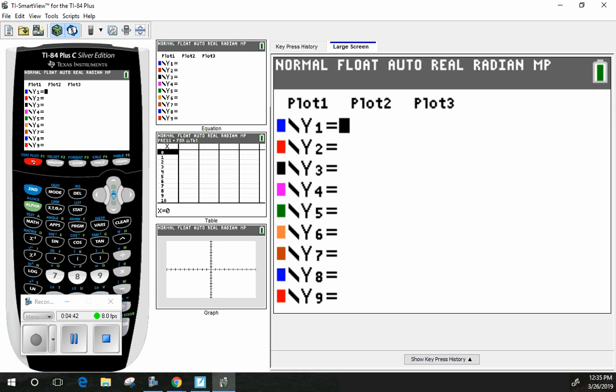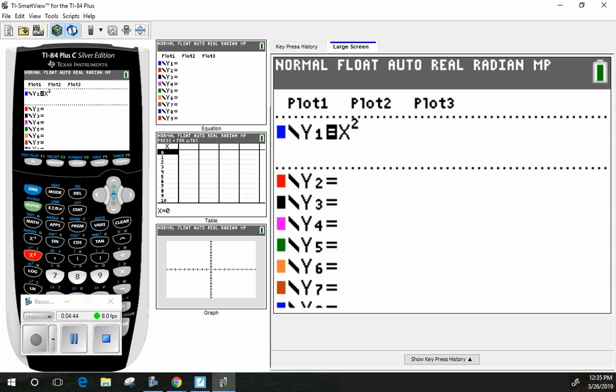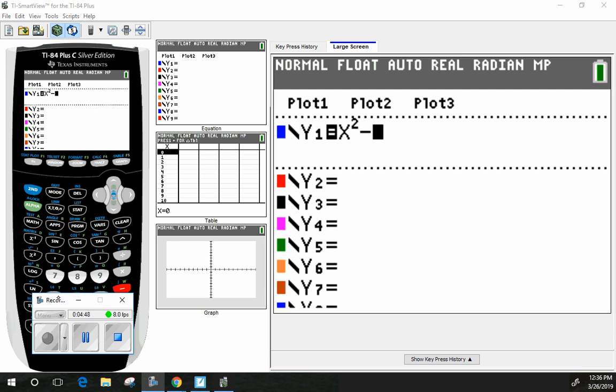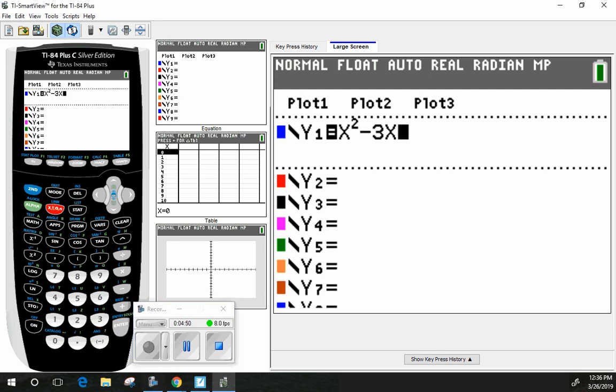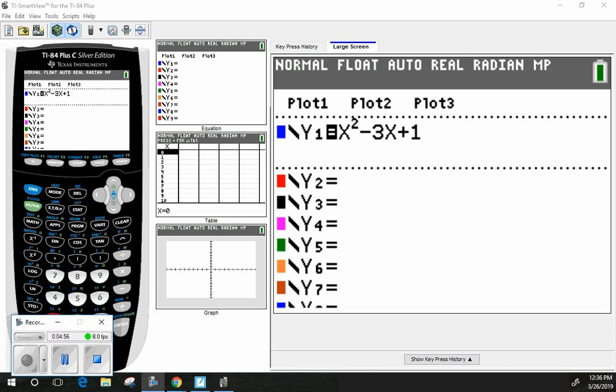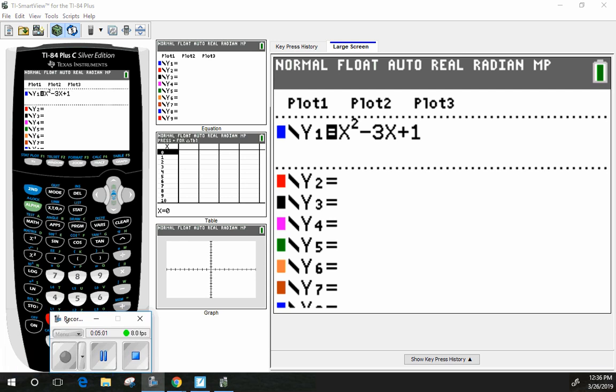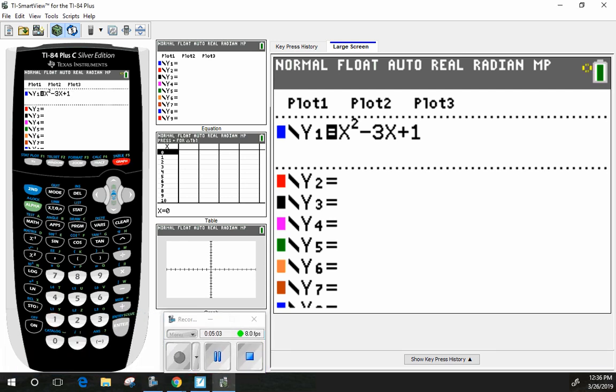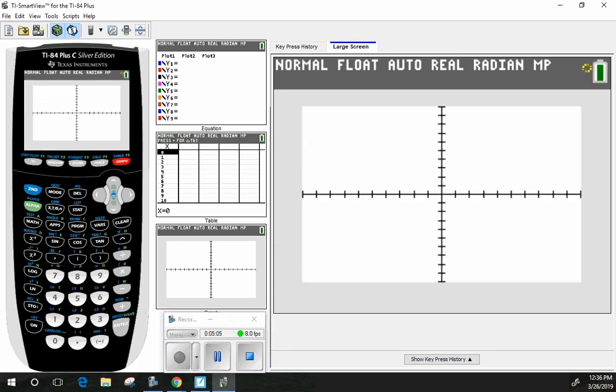So it's x squared minus 3x plus 1. Is that right? Minus, let me move this over, 3x plus 1. Okay, make sure that's accurate. And luckily, they already gave us a graph of this. But if we want to graph it just to make sure it looks the same and we didn't enter anything weird, you can do that. So there's the graph, very much like the one that you have on your handout.